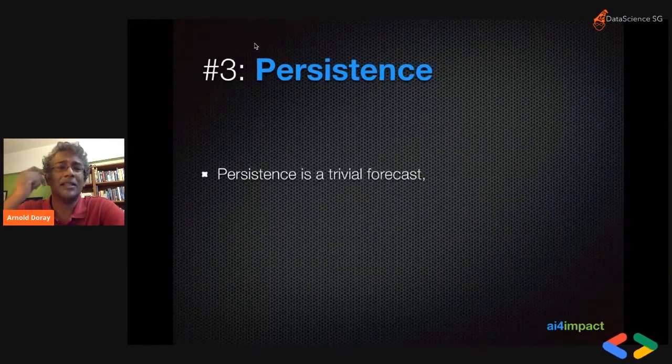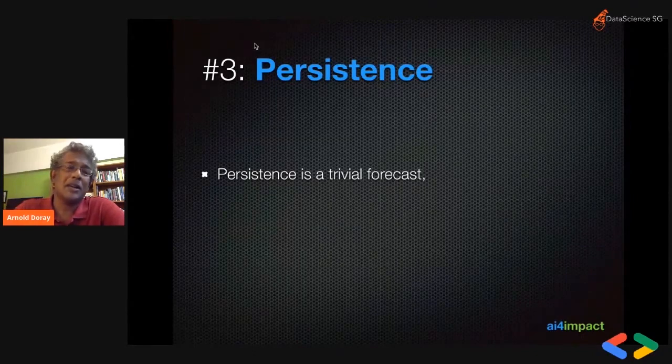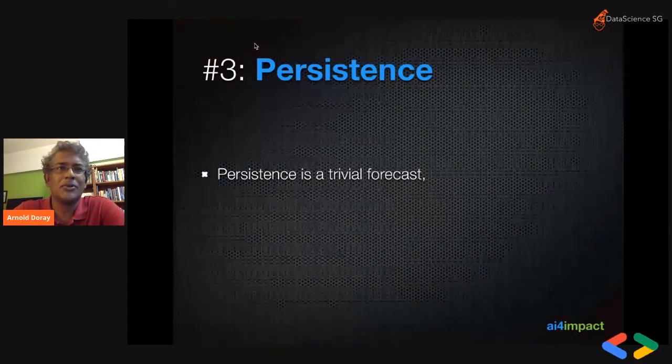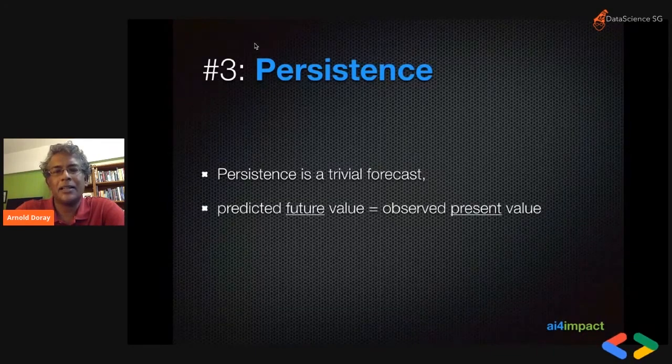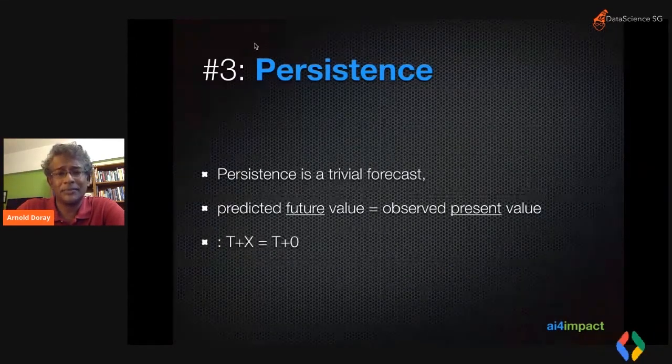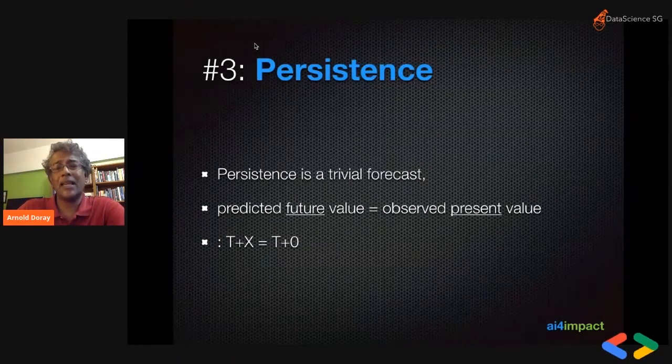When you're doing a forecast, you can ask me, Arnold, what is the market price for Apple stock 1 week ahead of time from now? So T plus 7 days. If I say that the predicted future value is the same as what you have right now, that's called a persistence forecast. If you ask me what the T plus 7 forecast is, I say, well, what's the value today? It's $100, so that would be my forecast. In other words, T plus X is the same as T0. That's the definition of a persistence forecast.